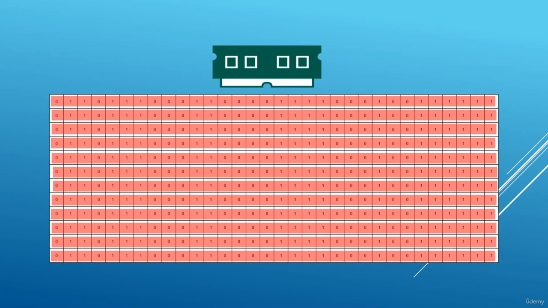But we don't need to worry about that. The compiler is going to take care of that. But know that the concept of dimensions doesn't really exist in computer memory. It is just a linear grid of zeros and ones.